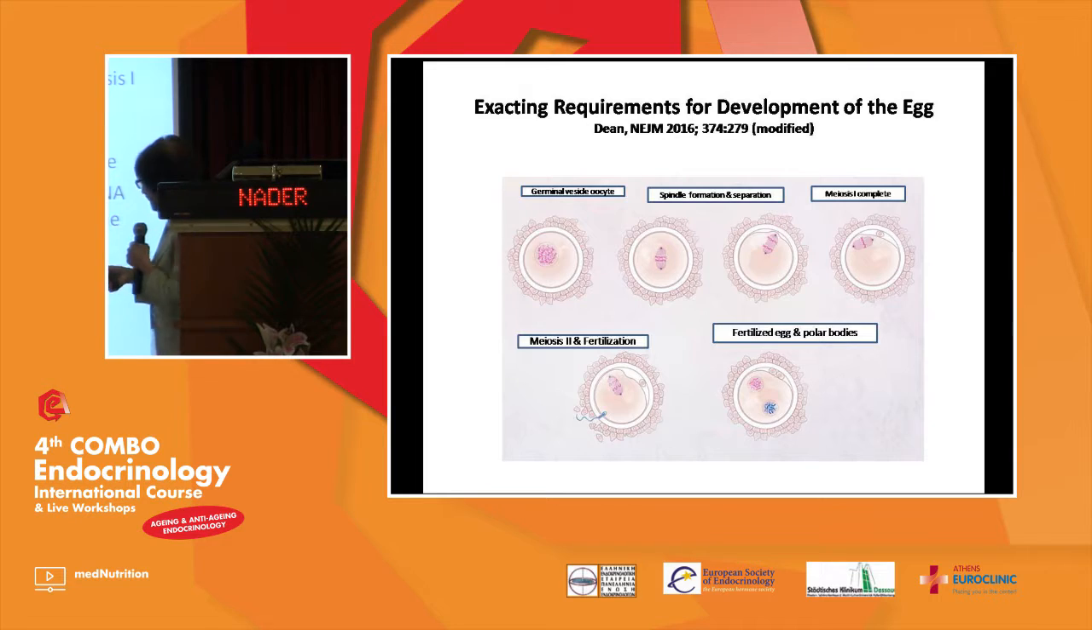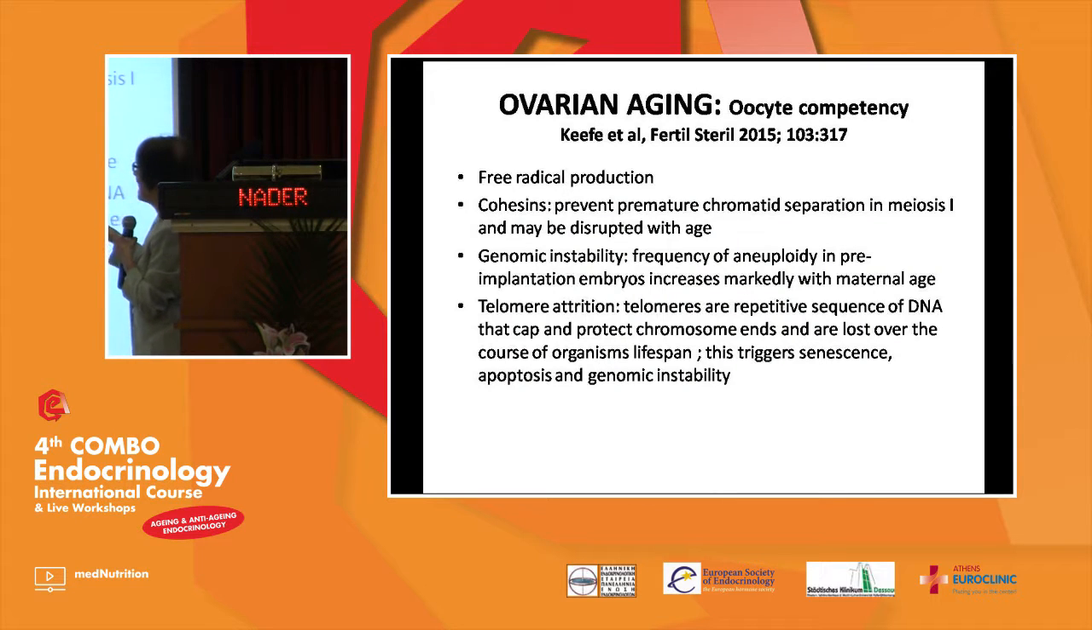And obviously, the older you are, the more free radicals you produce. They talk about cohesins that prevent premature chromatin separation in meiosis 1 and may be disrupted with age. They talk about genomic instability. As I said, the frequency of aneuploidy in pre-implantation embryos increases markedly with maternal age. And then this was extremely interesting, and you'll see it on the next slide.